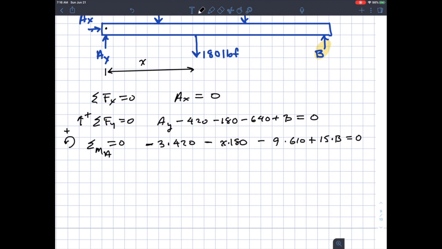That gave us another equation, but unfortunately we also came up with another unknown. We don't know x. All right, so I'm thinking, I've done sum of moments, I've done sum of forces in the x direction, sum of forces in the y direction. I'm not counting this first equation. That one's trivial, we already know that. So we don't know AY, we don't know B, we don't know X, all right?